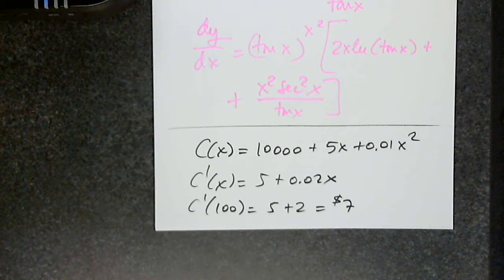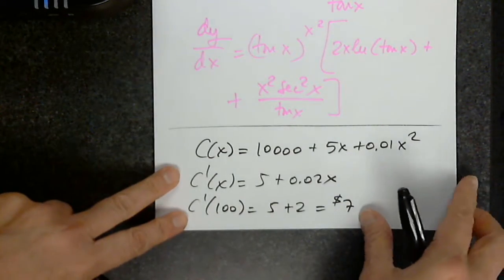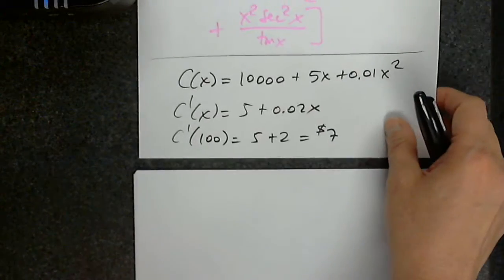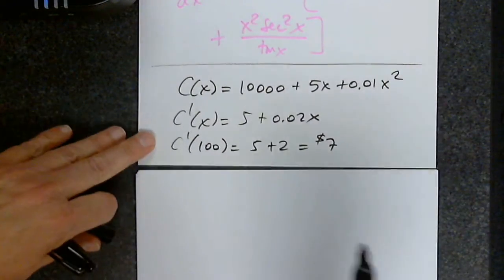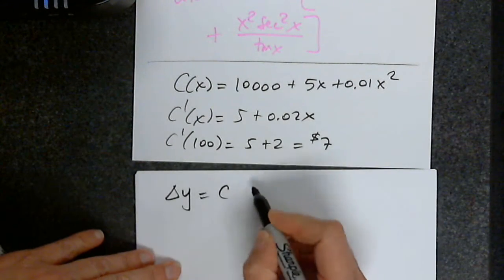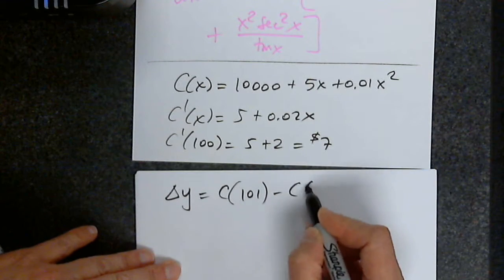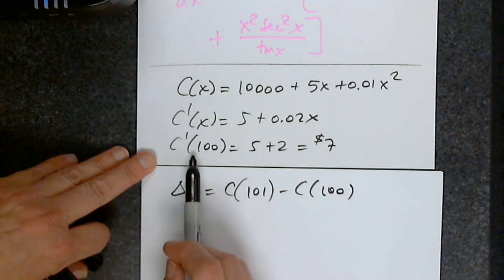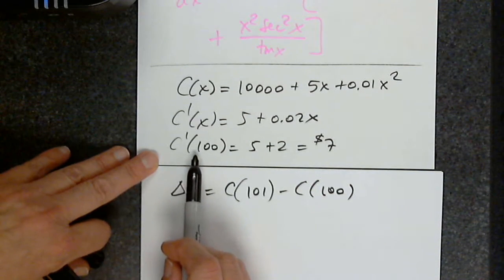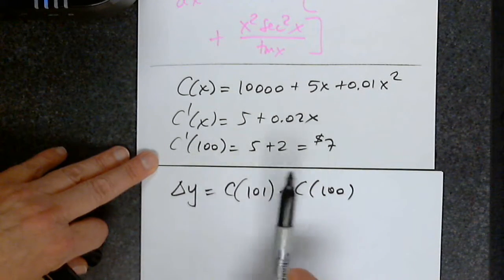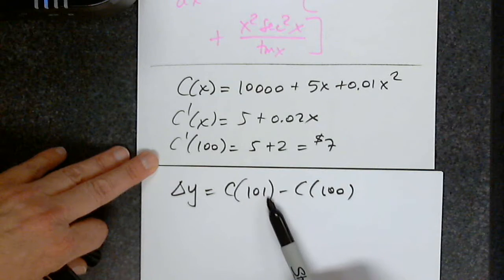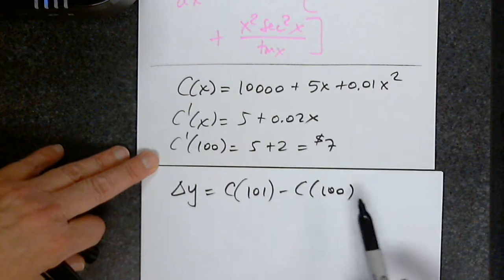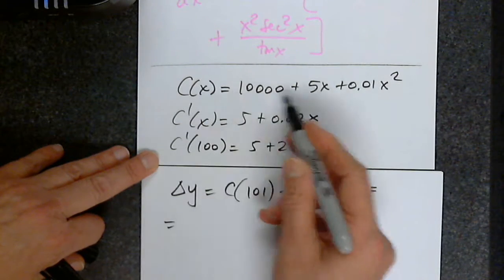Right, so for the cost for the 101st item, that is your delta y, which is C of 101 minus C of 100. So this is how much the cost increases for producing the 101st item. So this will be the exact cost. So I have to plug it in.